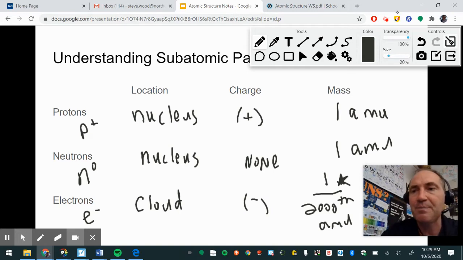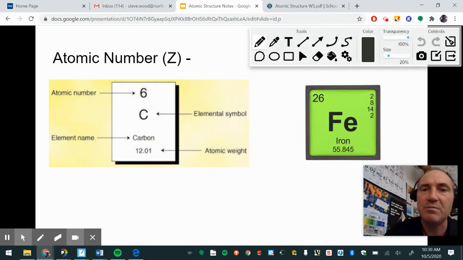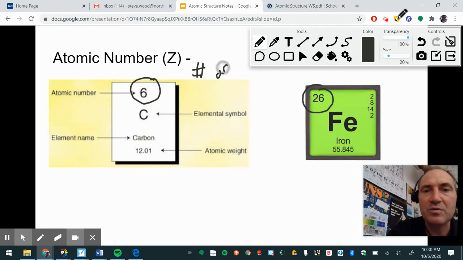Okay, really tiny. Okay, so now the atomic number. When we're doing a structure, you're going to be given an atom on the periodic table, something like carbon here or iron, and you're going to have to use the atomic number, which is that whole number located right here. This is like the address of the atom. The atomic number is actually the number of protons.